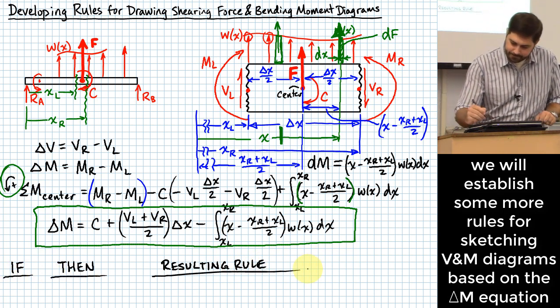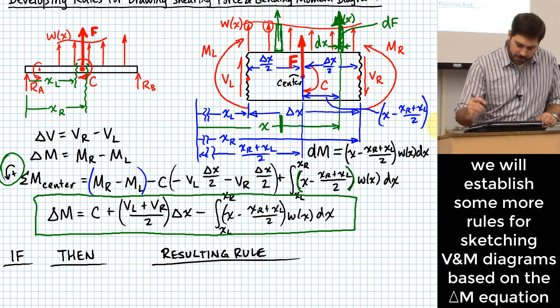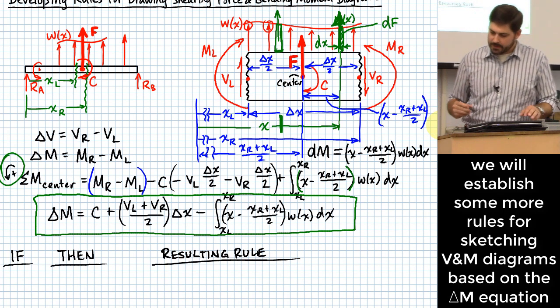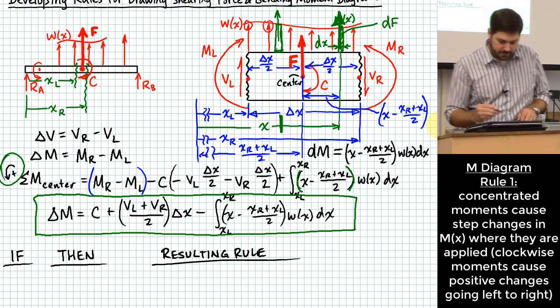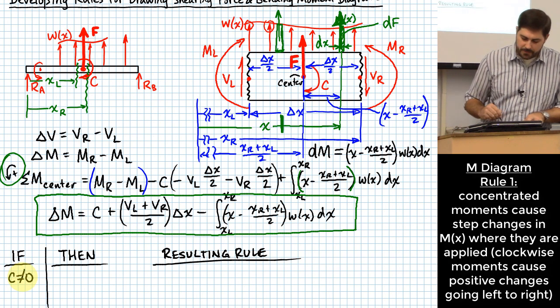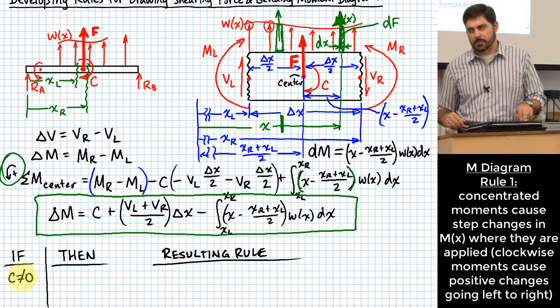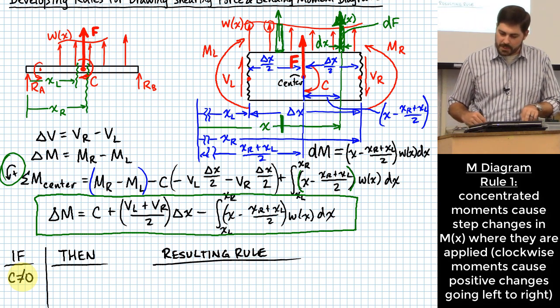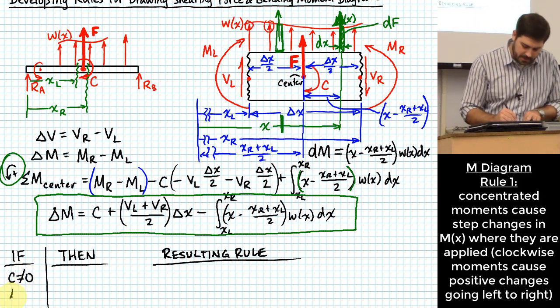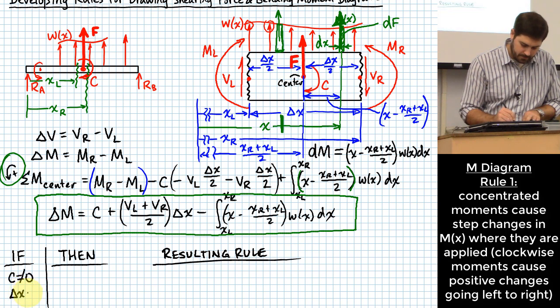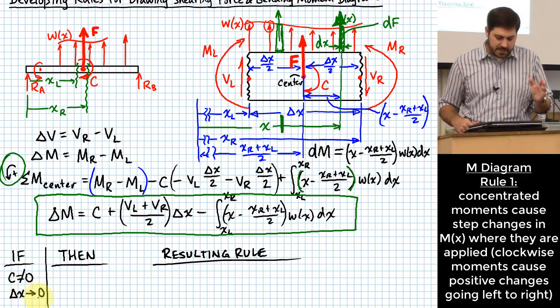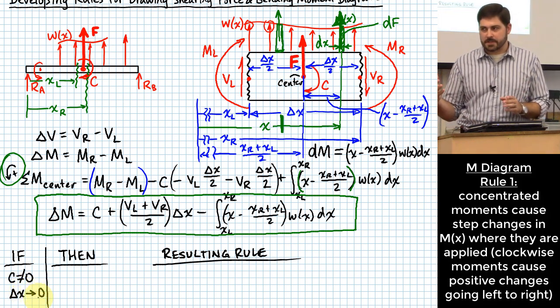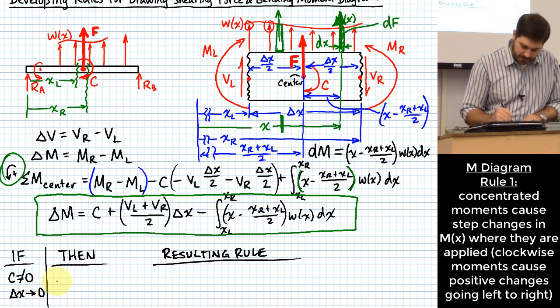Okay. So let's take our first case here to be what if C is not equal to 0? Let's do this one first. C is not equal to 0 and delta x goes to 0. If C is not equal to 0 and delta x goes to 0, then what is delta m?